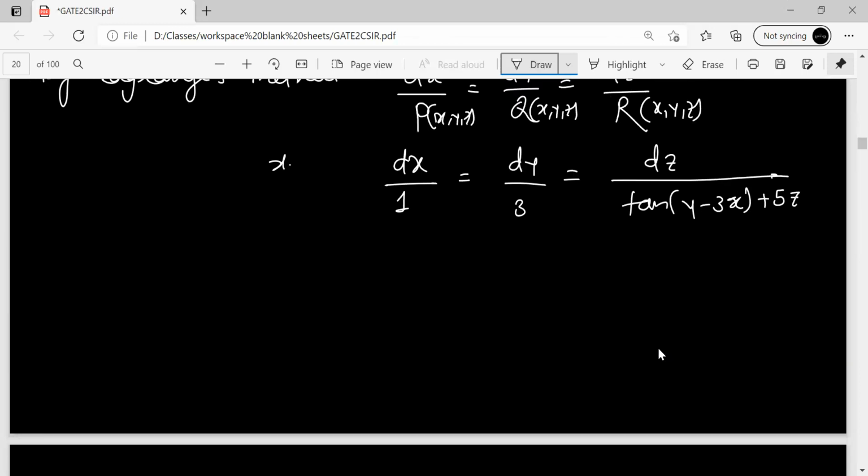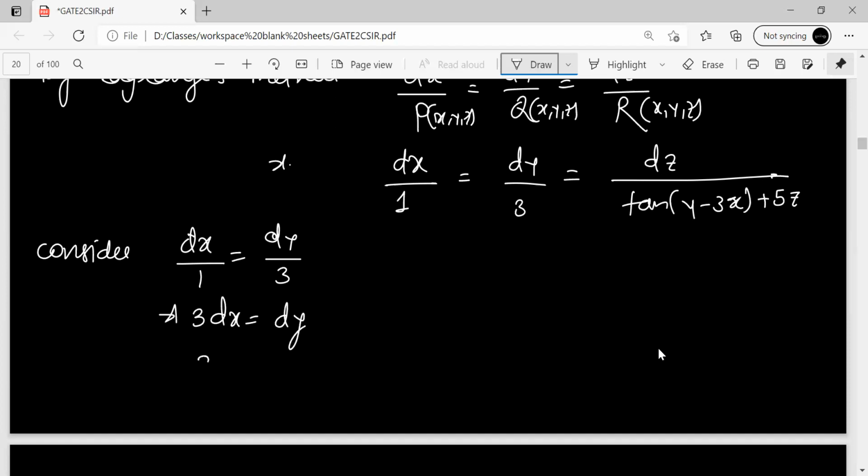Now solving this equation looks very easy because we will consider first two pairs. So consider dx upon 1 equal to dy over 3. I do not like fractions, so I'll transform them into this form. Now I'll simply integrate, so I'll be getting 3x equal to y plus c. So from here I'll be getting 3x minus y equal to a constant.